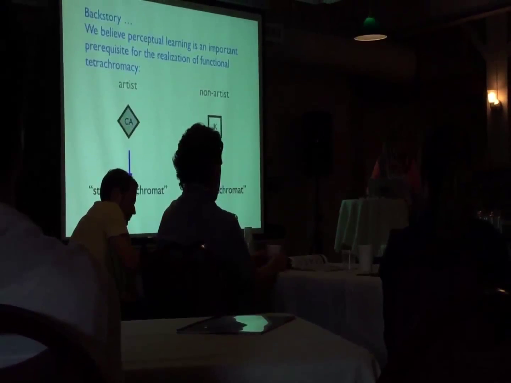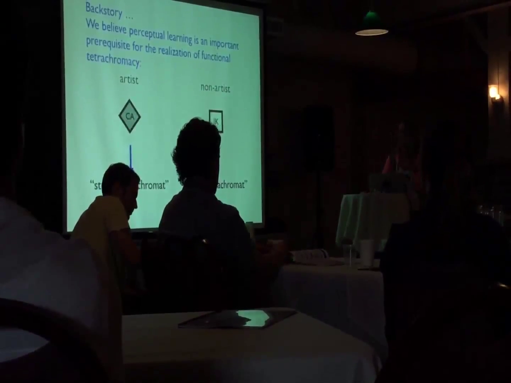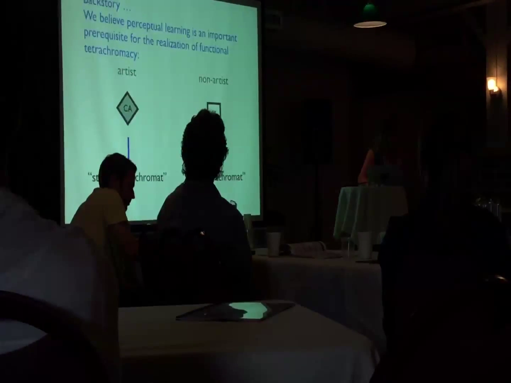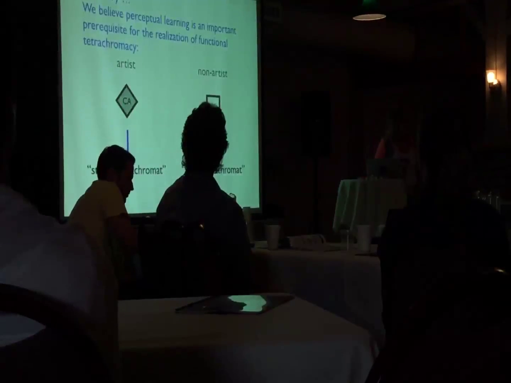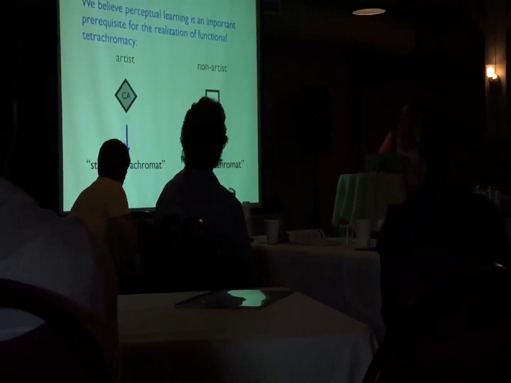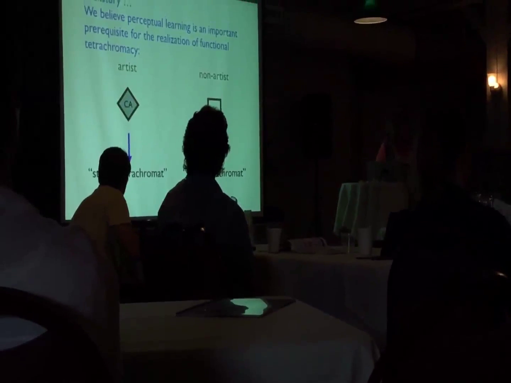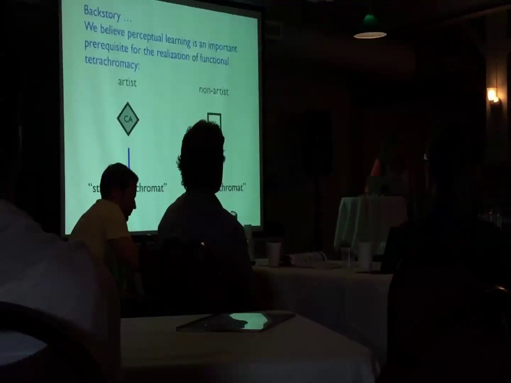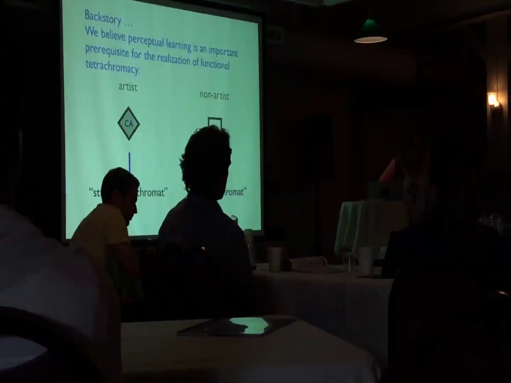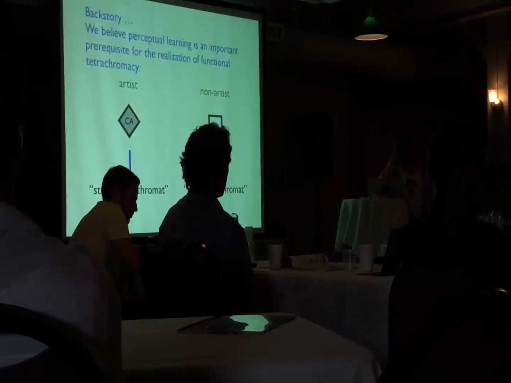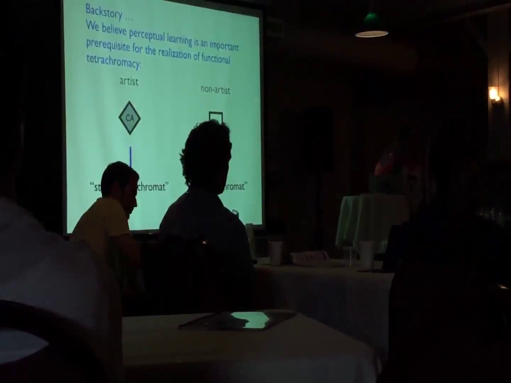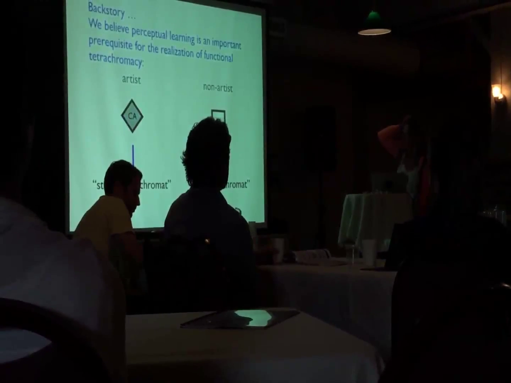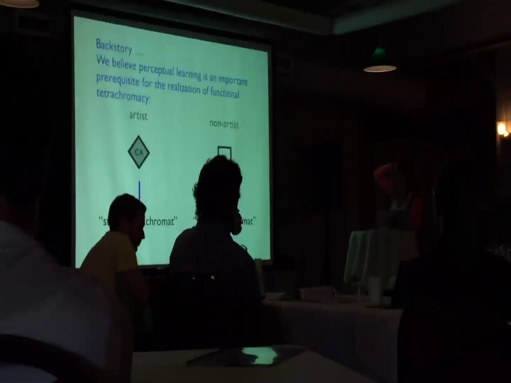The backstory to this second question is that we believe perceptual learning is an important prerequisite for the realization of functional tetrachromacy. This is not an angle that has been discussed at all in the literature, but I think we found from our experience looking at these subjects is that it's not sufficient to just have a genotype or even to have the phenotype. What you need to do is, from the starting point of being a child, have a deep training of working with color. And there's a lot of similar types of things like this in the psychological literature.